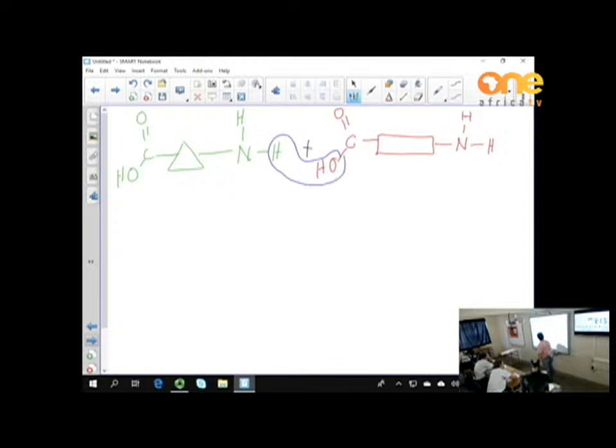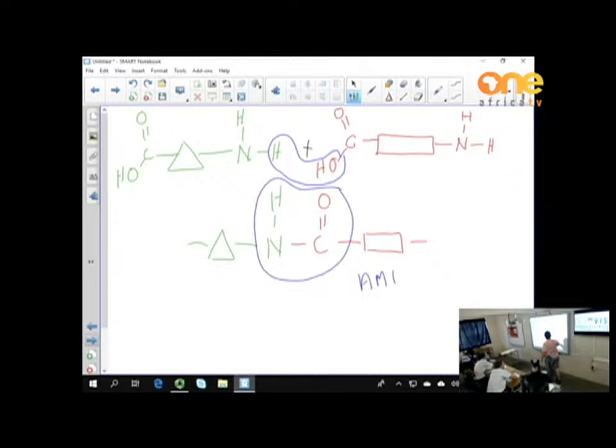So what is our molecule going to look like? Nitrogen, hydrogen, and now carbon, double bond oxygen, and there is the rest of the molecule. That is the formation of a protein. Now, this part over here, that is known as an amide link.